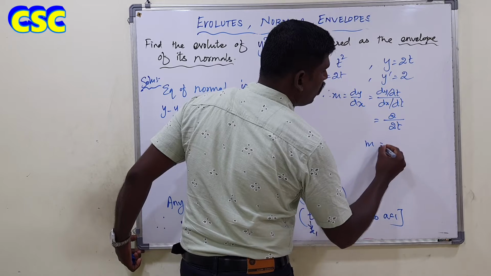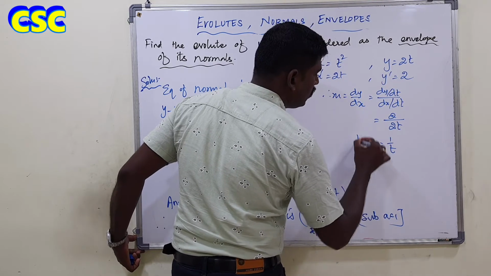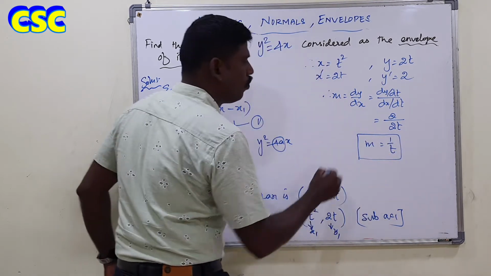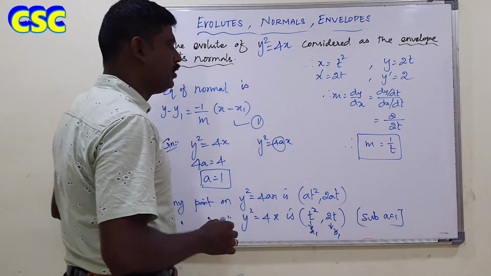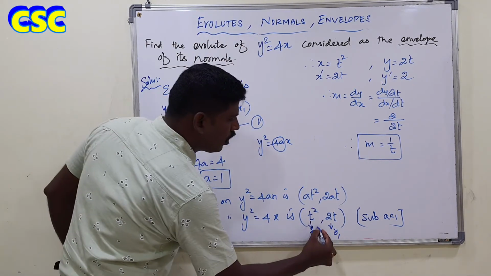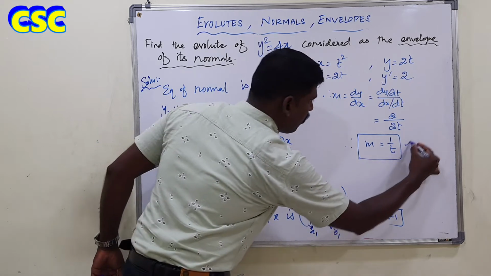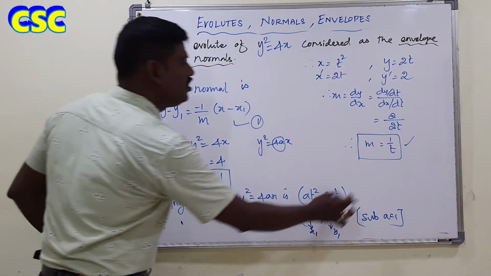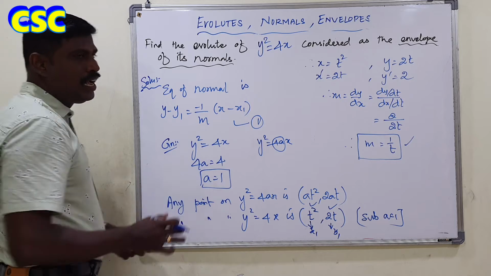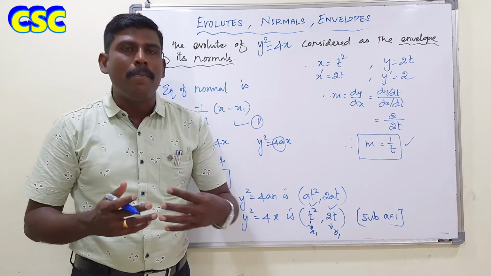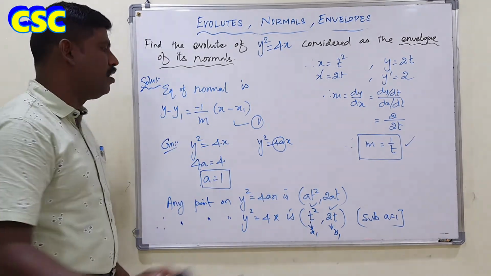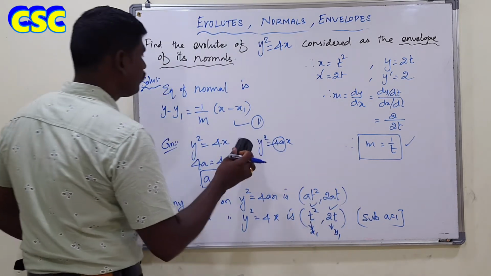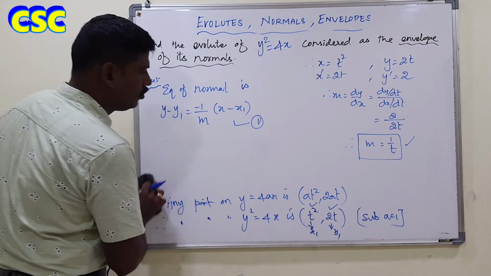So m is equal to 1 by t, isn't it? Therefore, what is the value of m? M is 1 by t. After finding x1, y1 and m, I am going to substitute these three values in equation 1. I can get the family of normals, the equation of the family of normals.